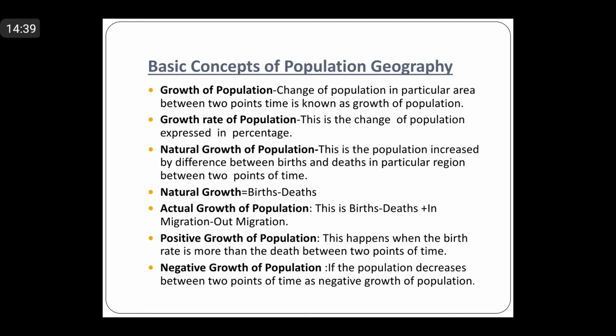So, here what is that? Immigration and emigration both are taken together. So, when migration along with the birth rate and death rate is taken into account, it is called actual growth rate. Then comes positive and negative. Positive is when the birth rate is more than the death rate, and negative is when the population decreases between two points of time, a negative growth of population.